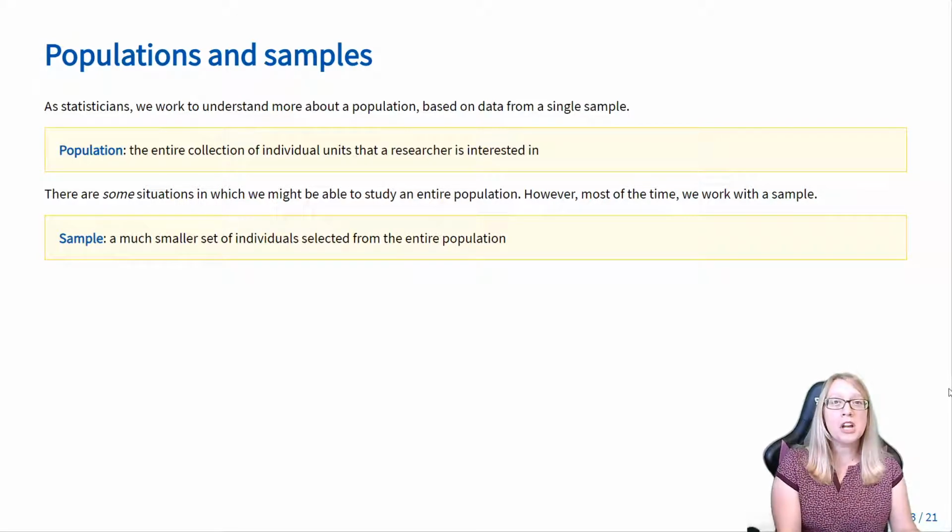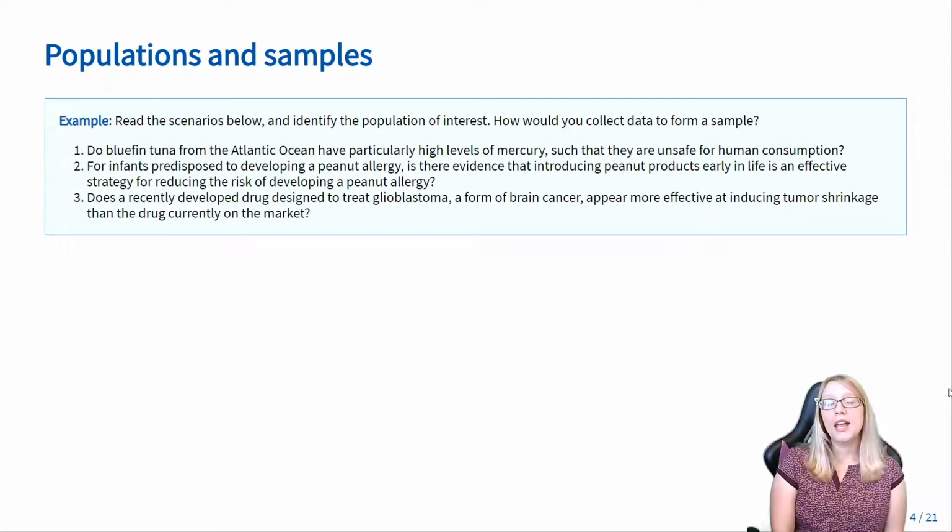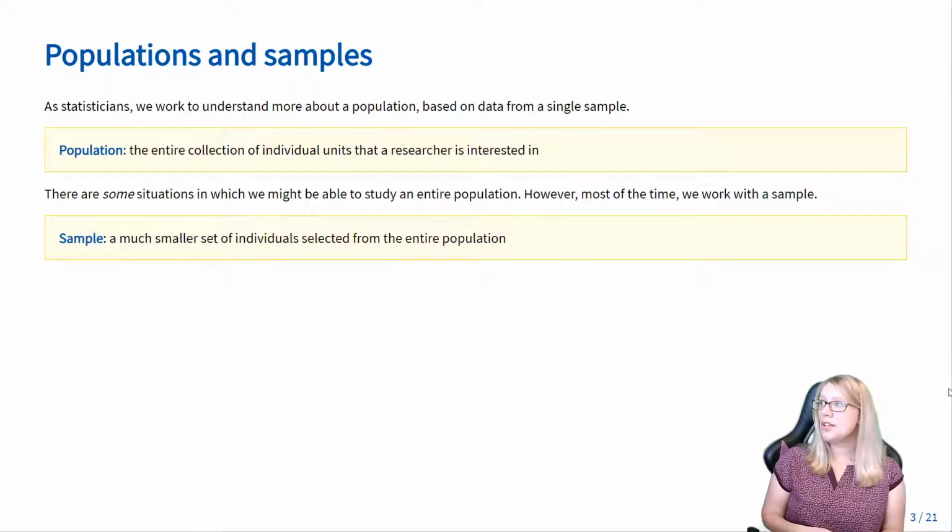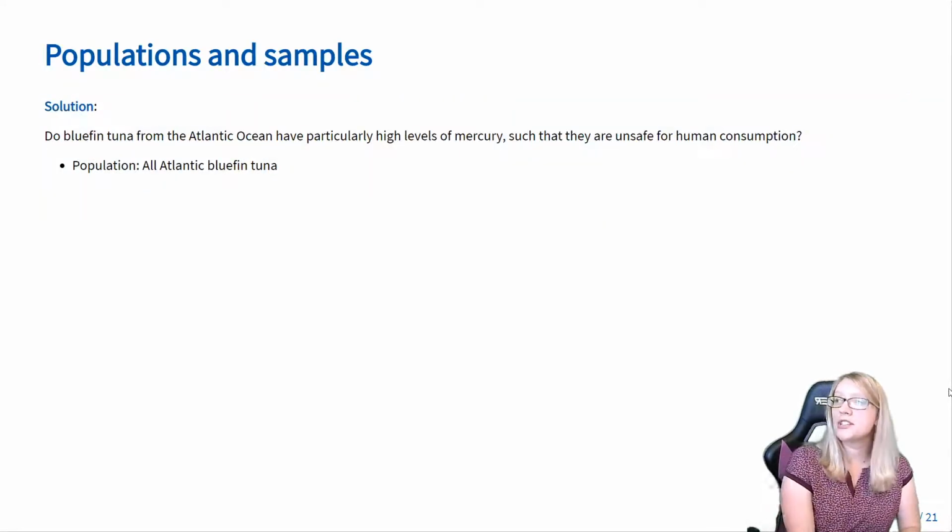However, most often we end up working with a sample. So a sample just refers to a subset of the population for which we have data. So the data that we have most often is collected on just that smaller subset or that sample. So we have three scenarios here. For each one, let's identify the population of interest and think about some ways that we might collect data to form a sample. So here is the first research question.